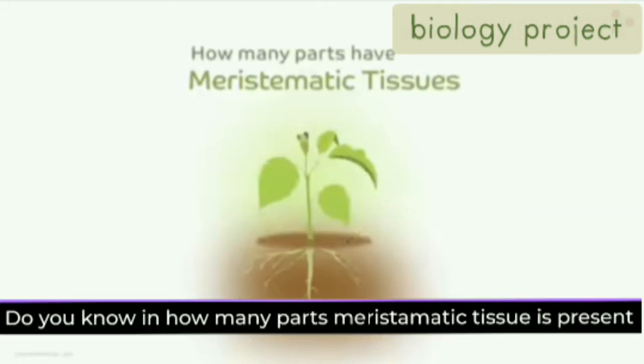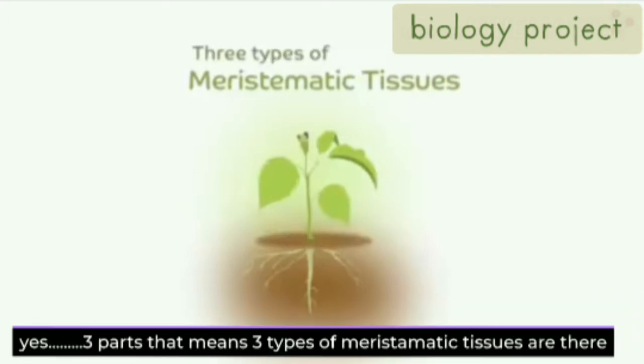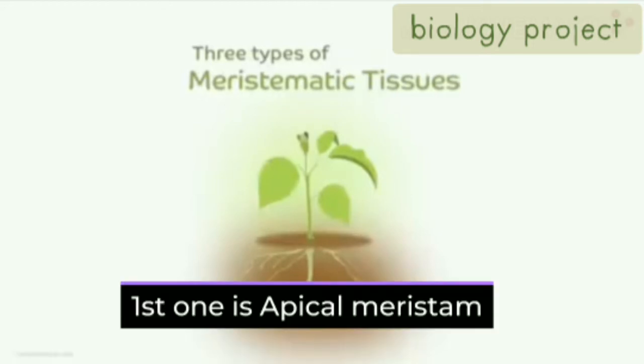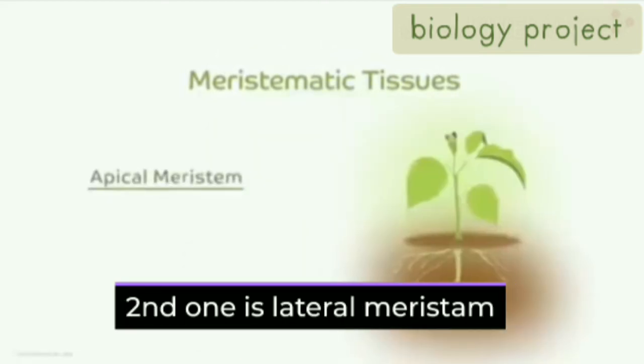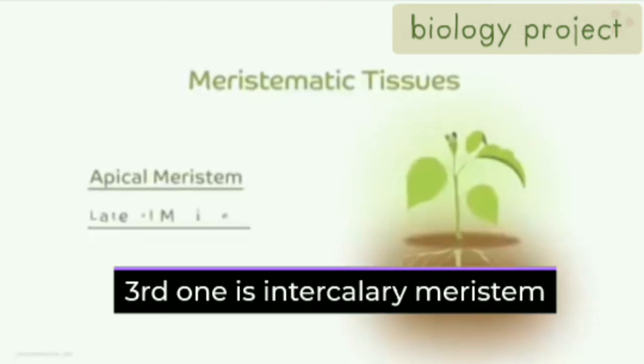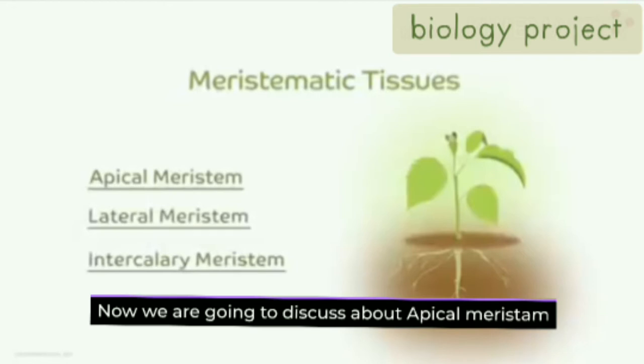Do you know how many types of meristematic tissues there are? Yes, there are three types of meristematic tissues in a plant. The first one is apical meristem, the second one is lateral meristem, and the third one is intercalary meristem. Now we are going to discuss apical meristem.